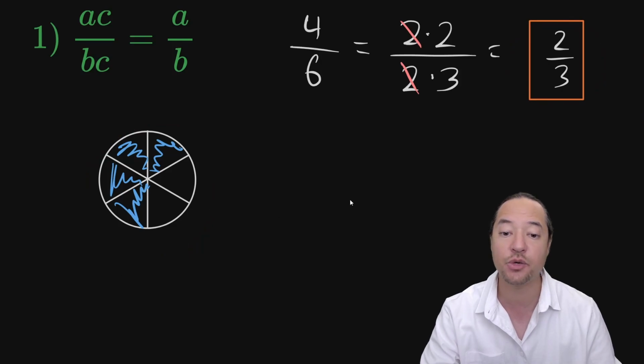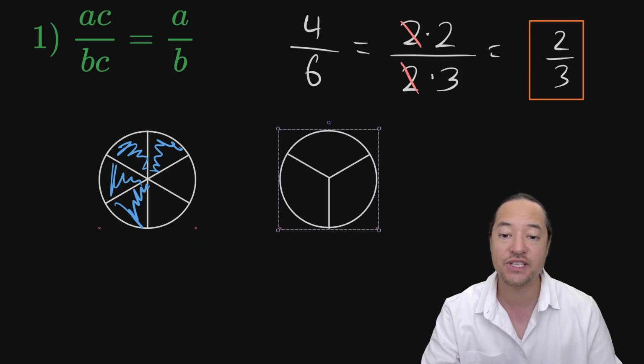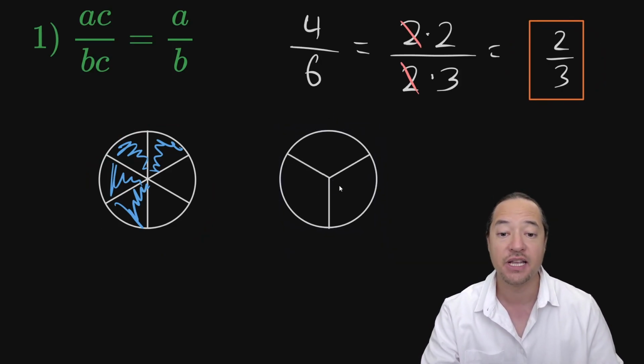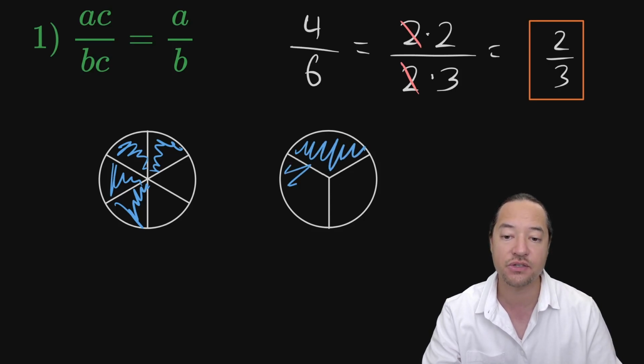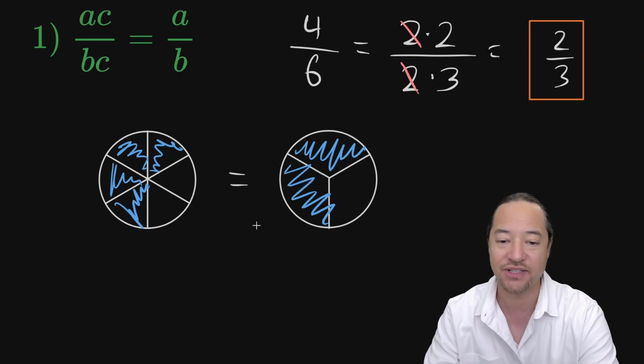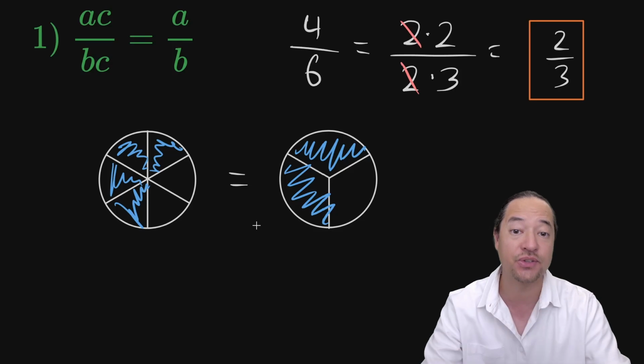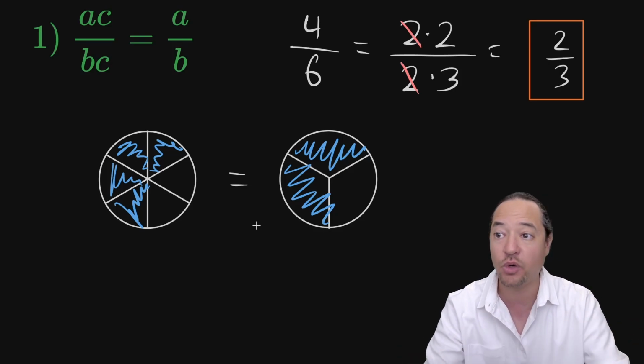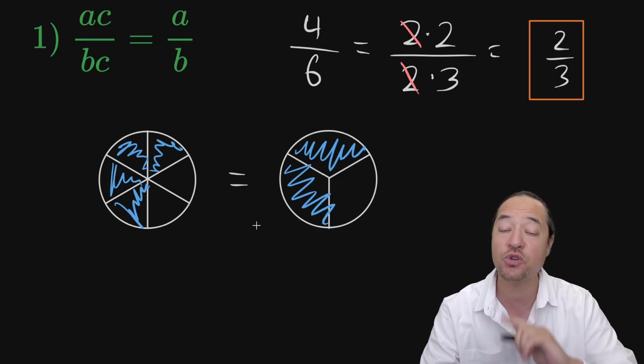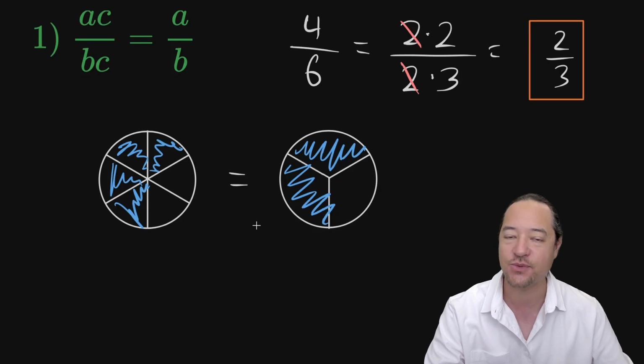So let me give you another pie here. And here, this one is split up into thirds. And so if I was to color in 2 of these thirds, then we should see that these are going to be equivalent, right? So 4/6 of a pie is the same as 2/3 of a pie. They are equivalent. All right, so that is our first important rule. Let's look at the next one.